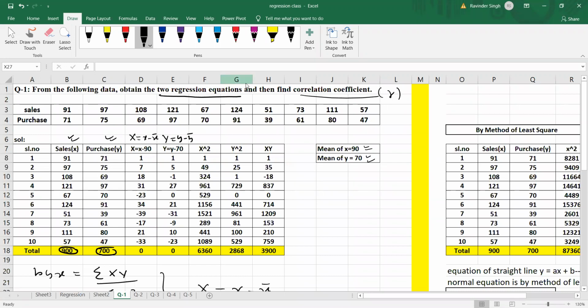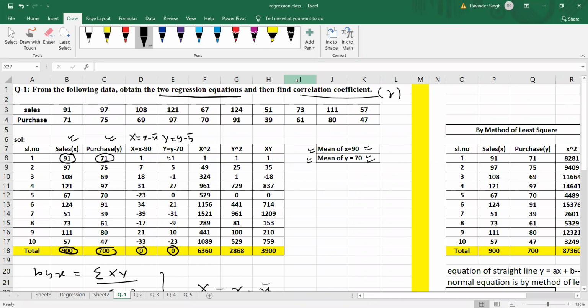So now you have to subtract each data of x from the mean of x. So I have calculated here. Then in y also, you have to subtract each data of y from the mean of y. So I have calculated here. So always the sum turns out to be 0 here.